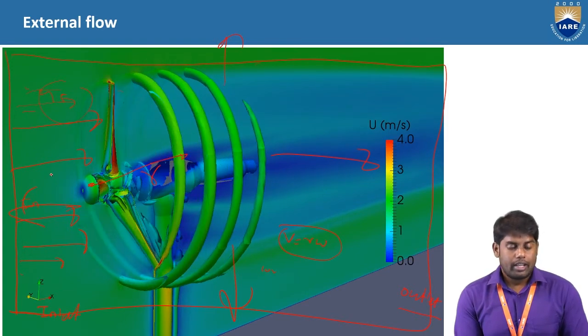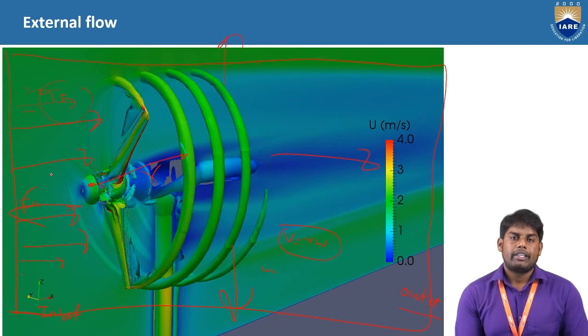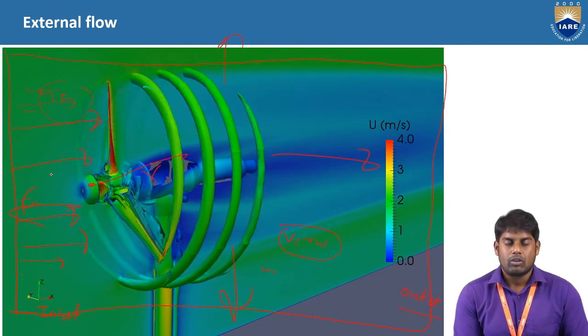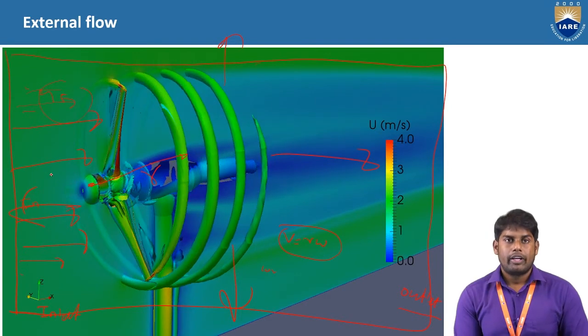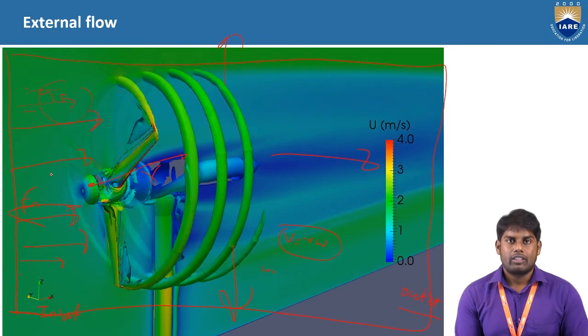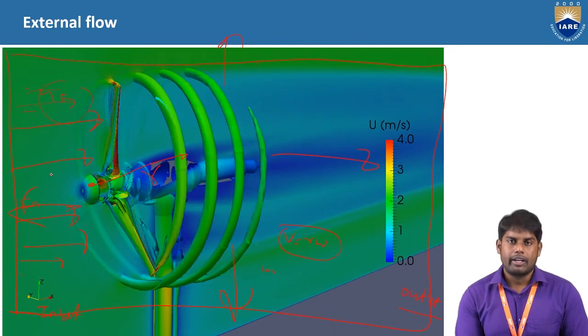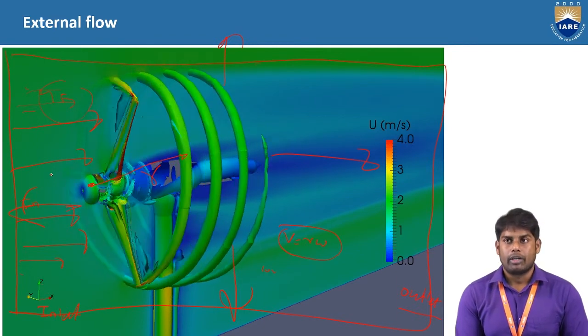Therefore, in the case of this low speed flow, let's say the speed is less than the speed of sound, your domain for the external flow should be large to capture the effects of the disturbance propagated in all directions, to see what actually happens. This is very, very important.